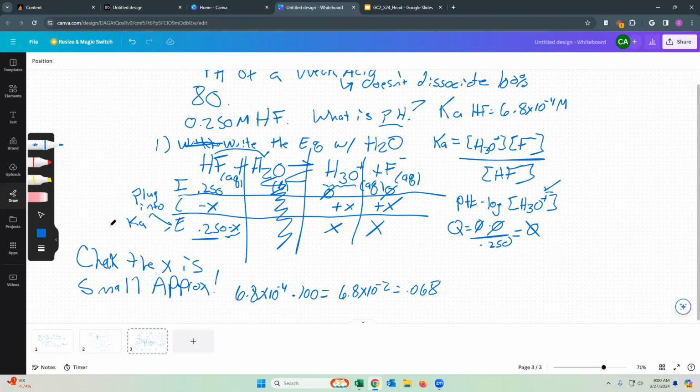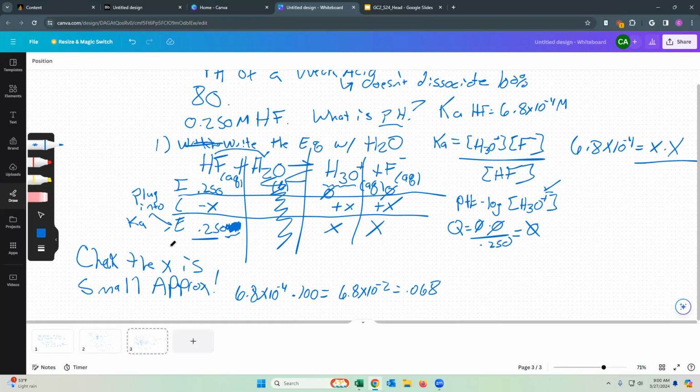So what I can assume is that this minus x term is insignificant. It's not going to matter in my calculation. So at equilibrium, our concentration is 0.25. All right, so let's solve for x now. Remember, we need to plug in the Ka. So Ka, we have that value, is 6.8 times 10 to the minus 4. That is equal to H3O plus, which is x, times F minus, which is x. Remember, these are equilibrium concentrations, divided by 0.250.